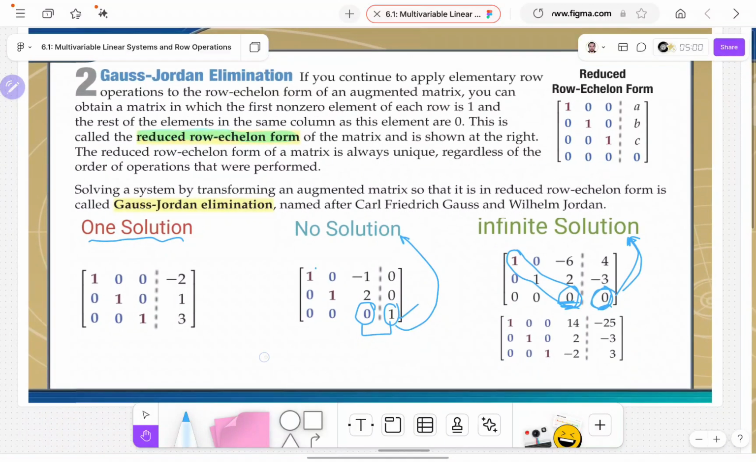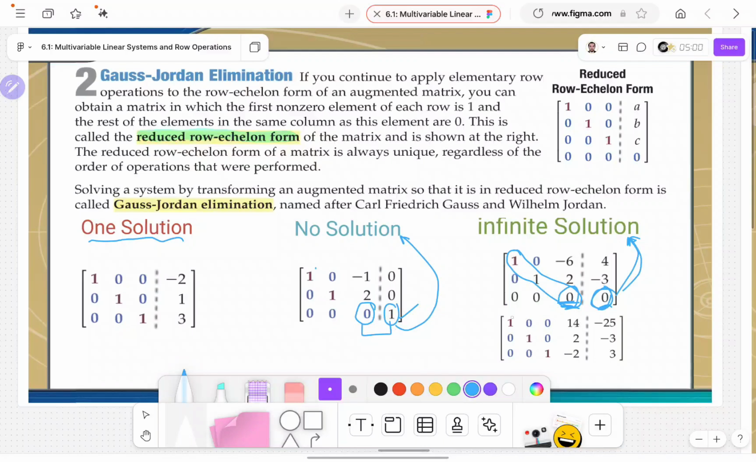Another way to know the infinite solution is when you're trying to make the diagonal equal 1, but at the end you can't make the last row equal to 1. So look at these 2 values. You can't make this value equal to 1 and this one becomes, let's say, 0 or whatever. That also means this is considered an infinite solution.